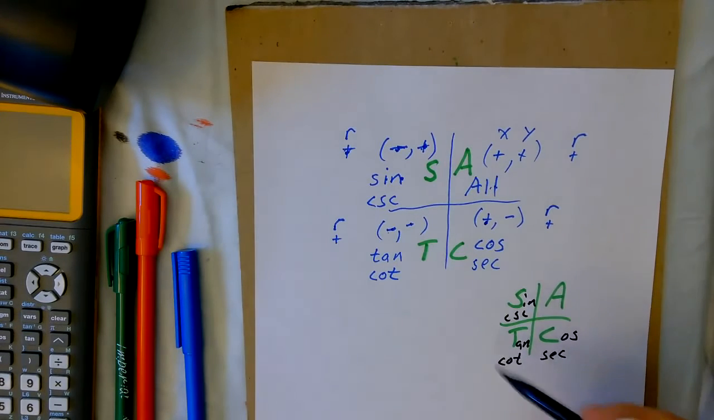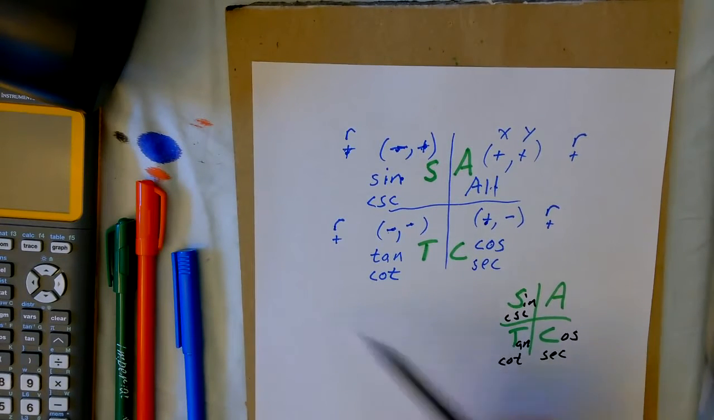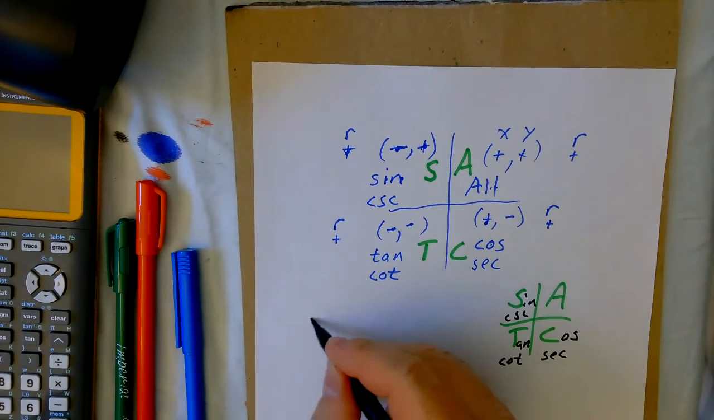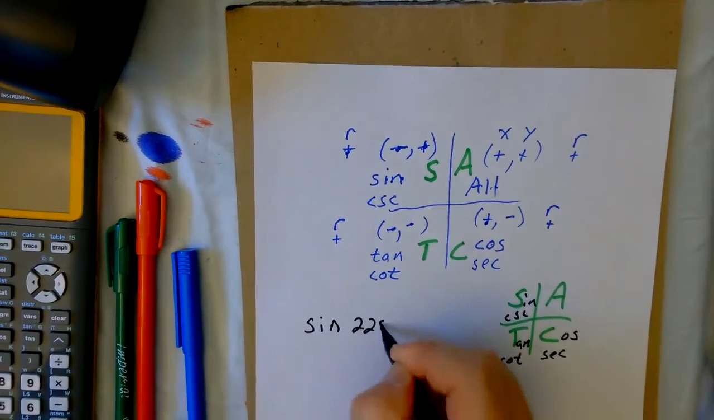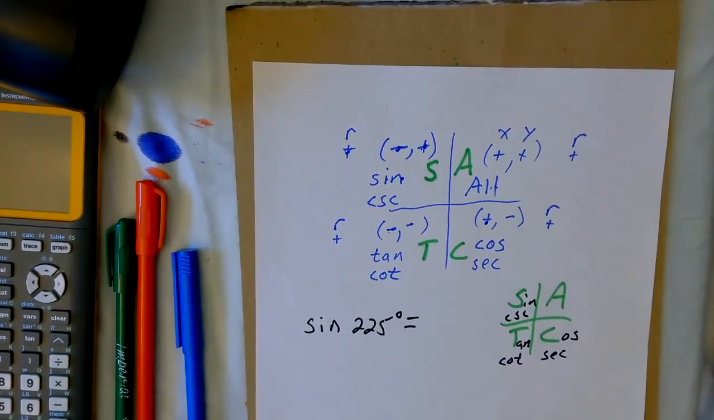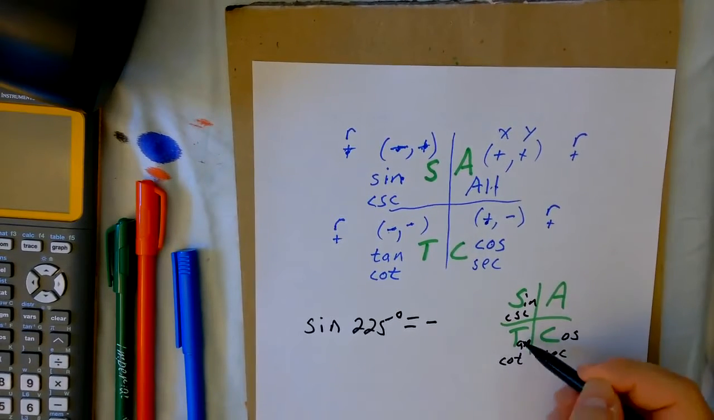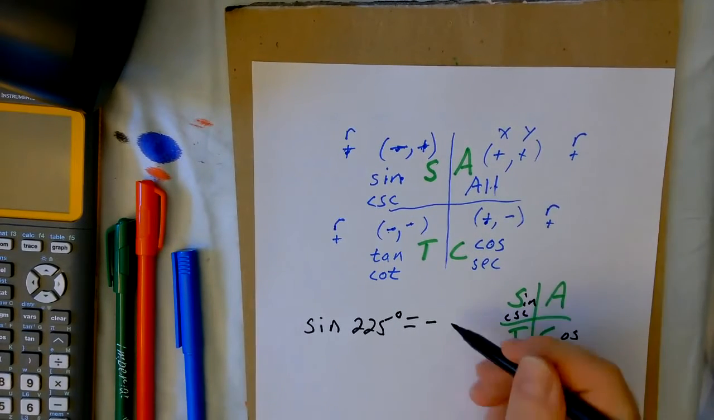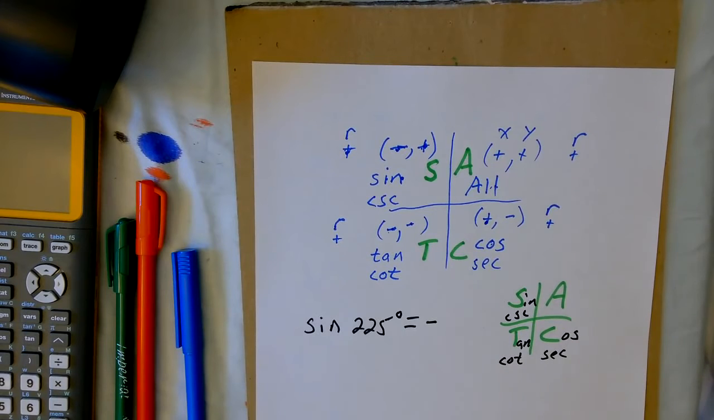So we need to know that now. So when I say what's the sine, for instance, of 225 degrees, you're going to say, hey, 225 is in the third quadrant. Well, I know the answer is going to be negative. Sine's negative in the third quadrant. Only tangent and cotangent are positive. Now we just have to figure out the number.